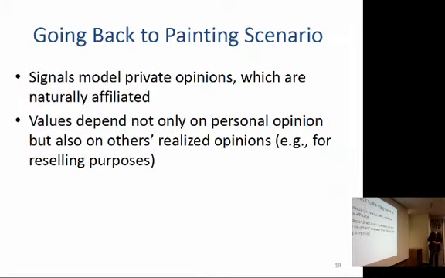Okay, so going back to the painting scenario, how does this model map to it? So the signals model the private opinions of the bidders for the painting. They're naturally affiliated, as we discussed. They all love the painting or hate the painting more or less in a correlated way. And the values are functions of everybody's opinions for reselling purposes. Any questions about the model so far?